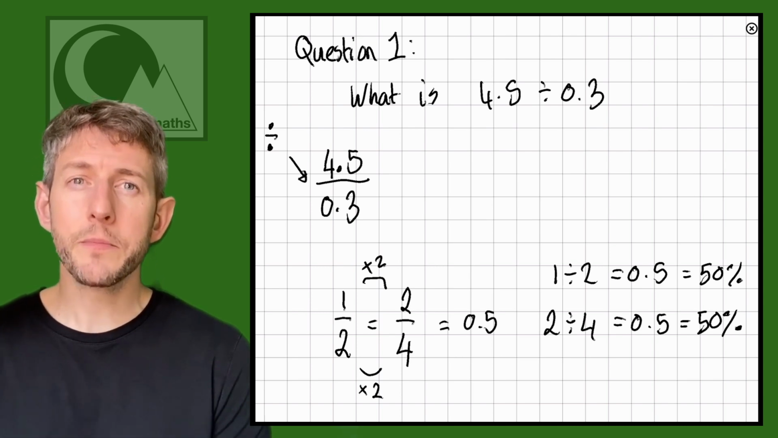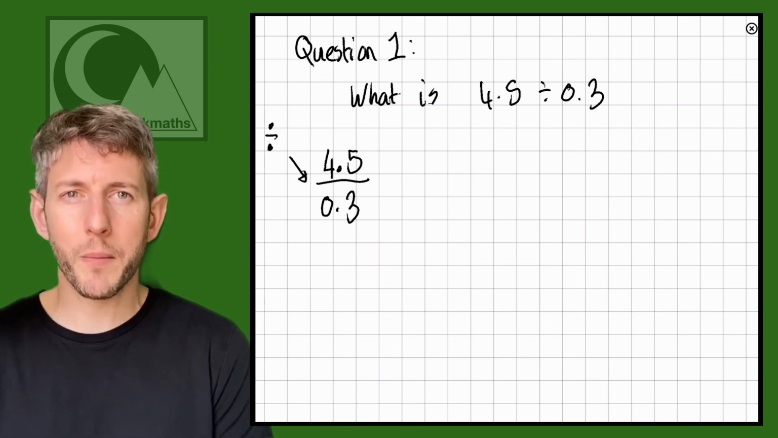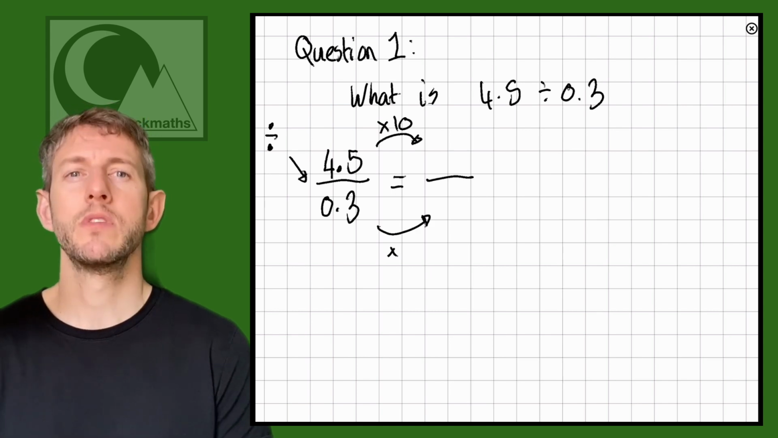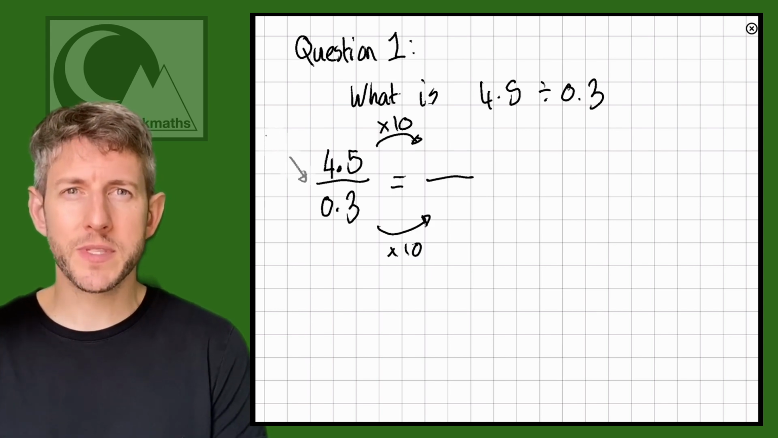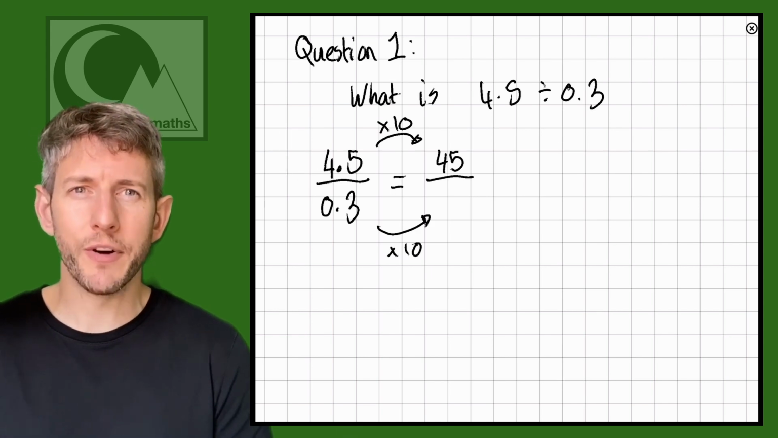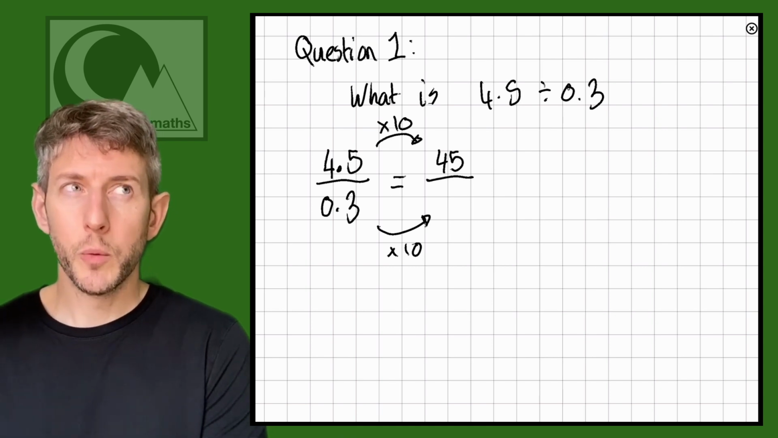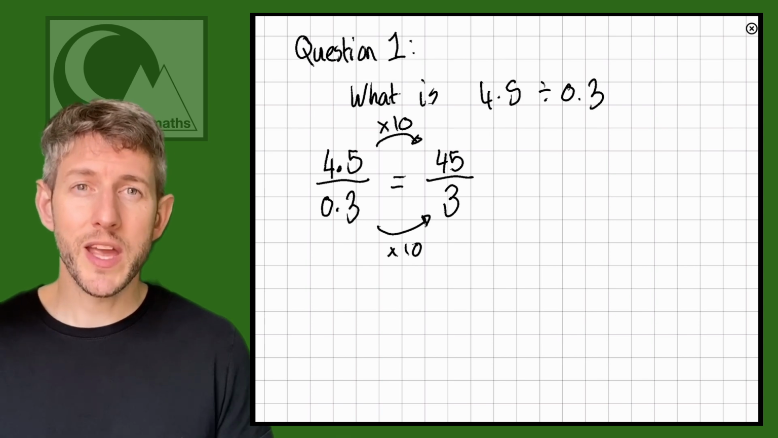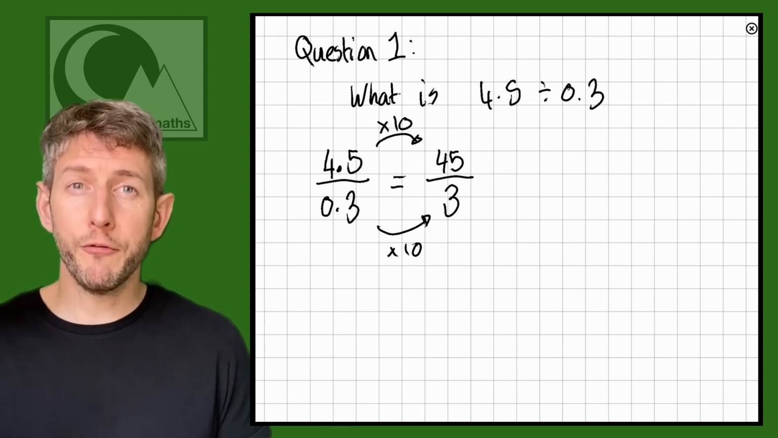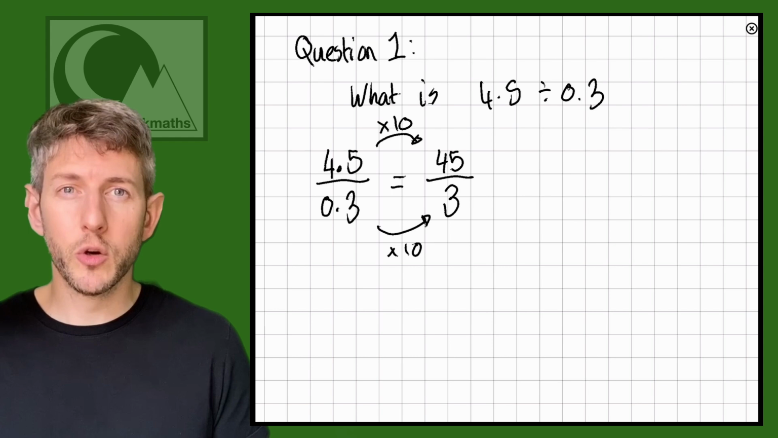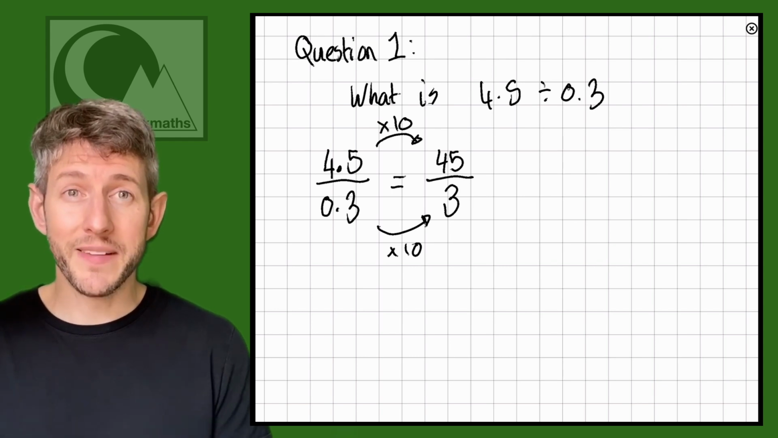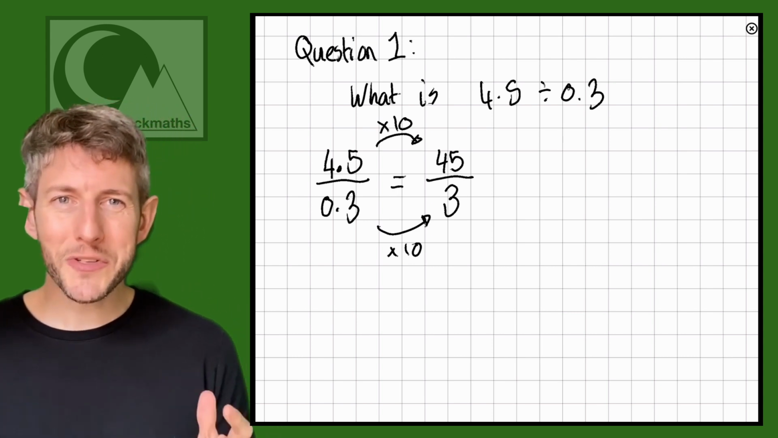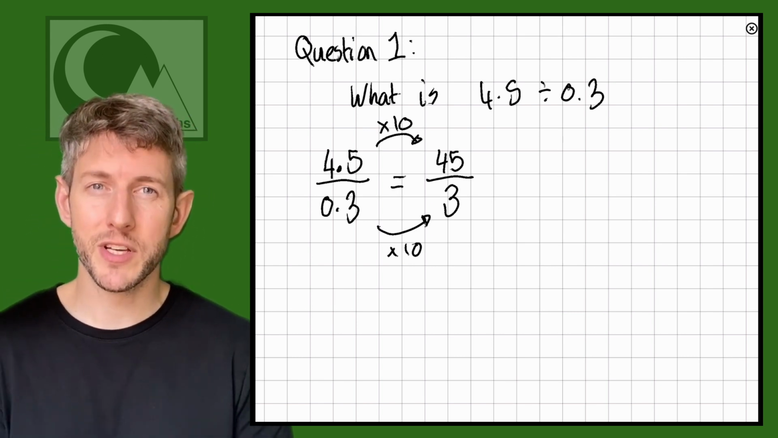So I'm going to multiply the top and the bottom of this fraction by 10 in order to get rid of the decimal. So 4.5 times 10 equals 45. 0.3 times 10 equals 3. So here we go. We now know that 4.5 divided by 0.3 is the same as 45 divided by 3. Okay, now this question is a lot easier for us to do.